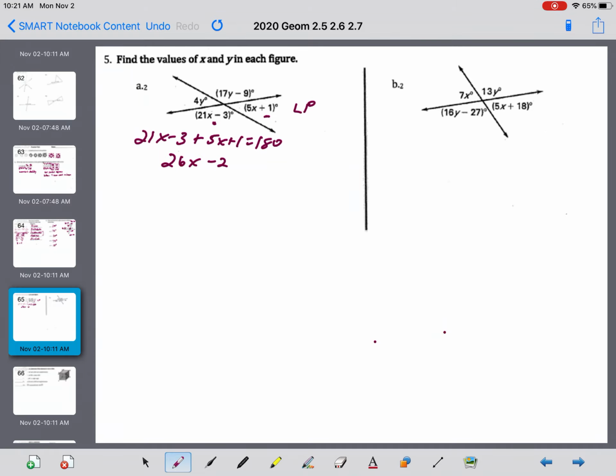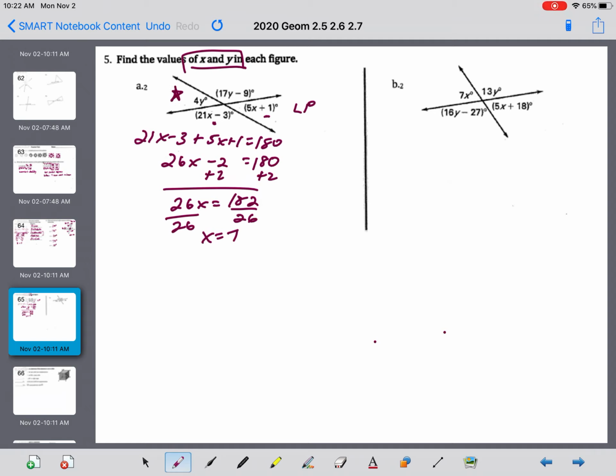So notice I didn't do any inverse operations. I just have to combine like terms. When I have that set up, add 2 and divide by 26. 26x equals 182. Divide by 26, and you get 7. Really? Yeah, 7. I don't trust my own math here. X equals 7. Now, we don't have to plug this back in because it just says find x and y in each figure. But if we wanted to plug that x equals 7 in, maybe we could find a shorter way to get our y answer.